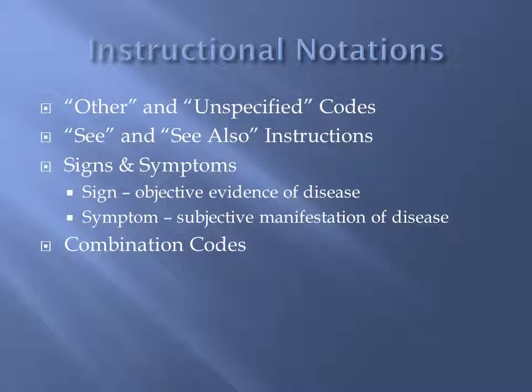Other and unspecified codes are indicated with an 8 as the fourth or fifth digit, or a 9 as the fifth digit. Now these are used when there is enough information to indicate what the specific diagnosis is, but there is no other code available for describing that diagnosis.